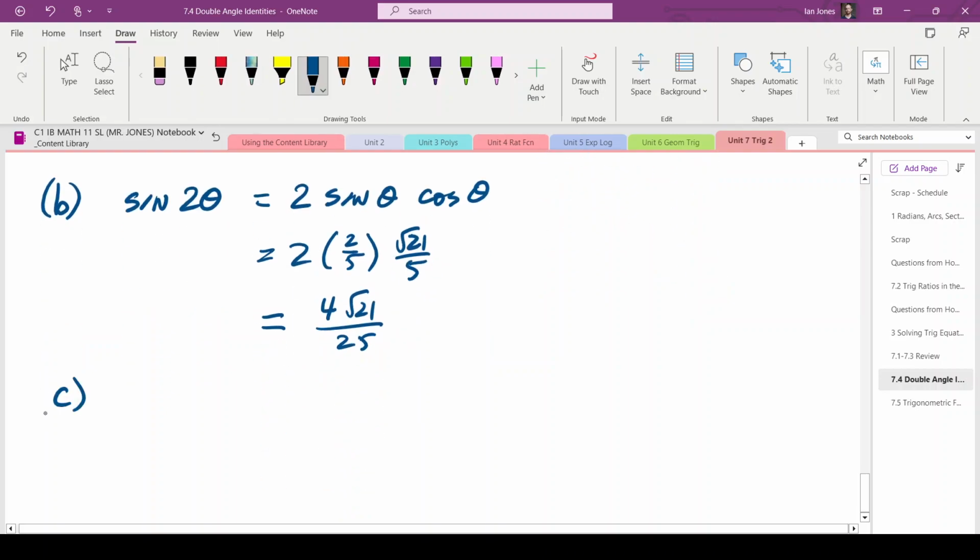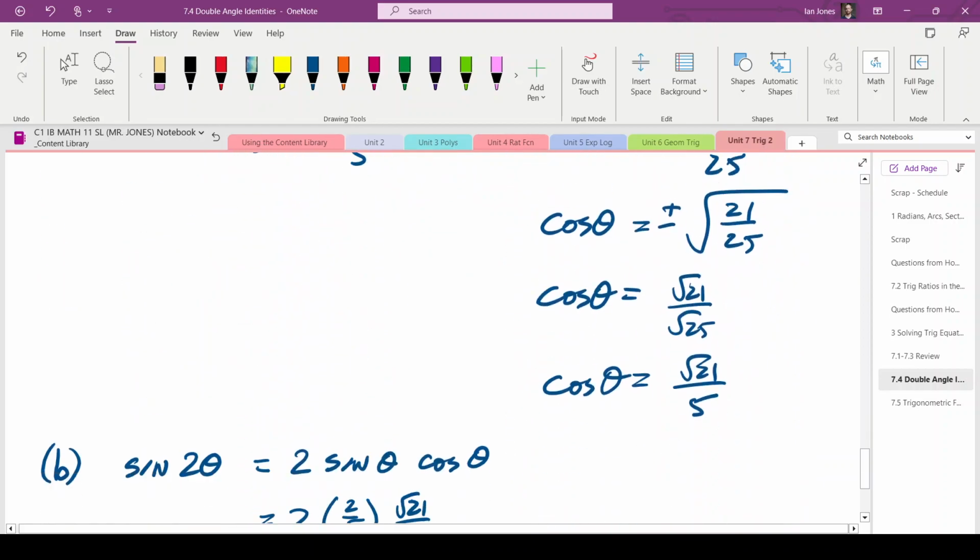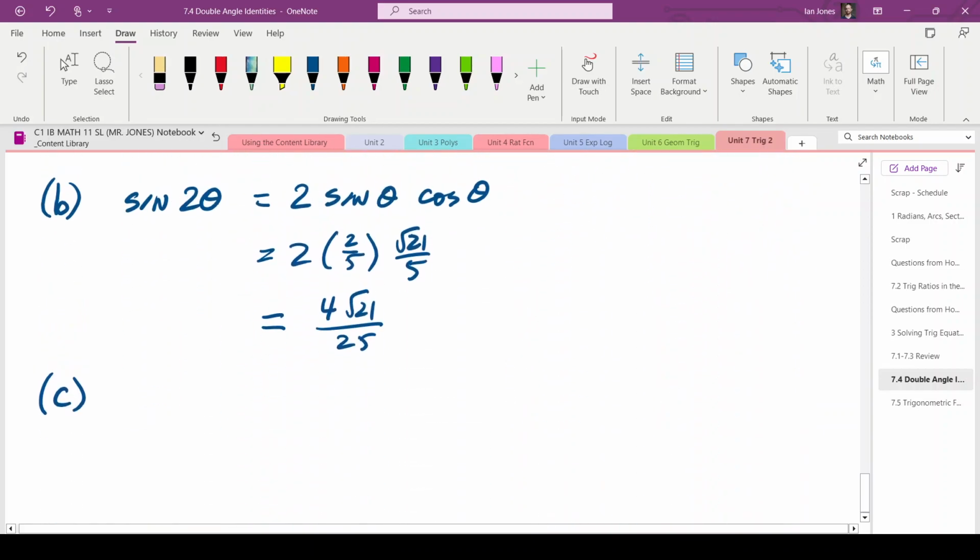C. What did C ask for? I think it was cosine 2 theta. It was. Okay, cosine 2 theta. I'm going to use an identity again. Now with the double angle, it's called a double angle, of course, because we have 2 times theta, doubling the angle. The double angle of cosine, we have 3 options to choose from. Cos theta squared minus sine theta squared is one of them, and so that's the one I'll use. It doesn't really matter which one we use, this is often the one I'll pick.